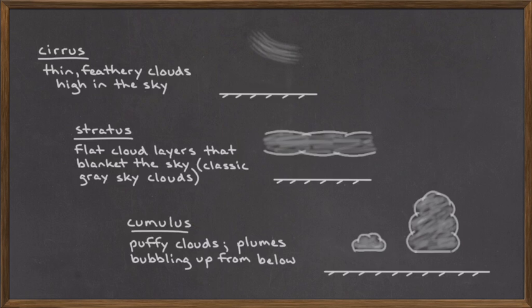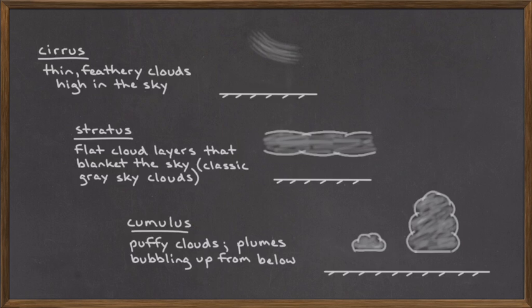So those are our three basic cloud types as described by their form, their basic characteristics. We've got our thin, feathery clouds high in the sky, that's cirrus. We've got layers of cloud is stratus. And then we've got our clouds that are sort of bubbling upwards, and they have a puffy appearance, and those are cumulus. Okay, now let's go through and show some pictures of these things and give a bit more detail about each of the three basic types.